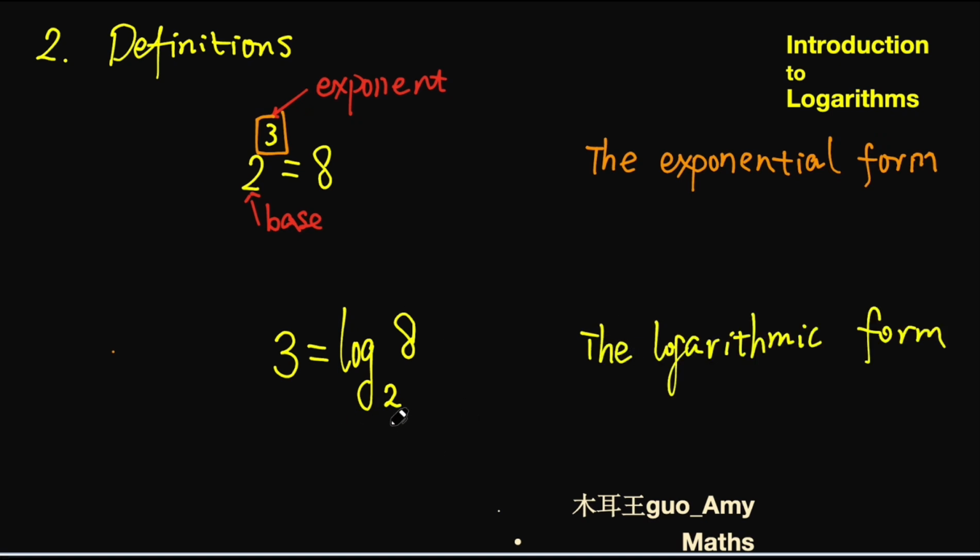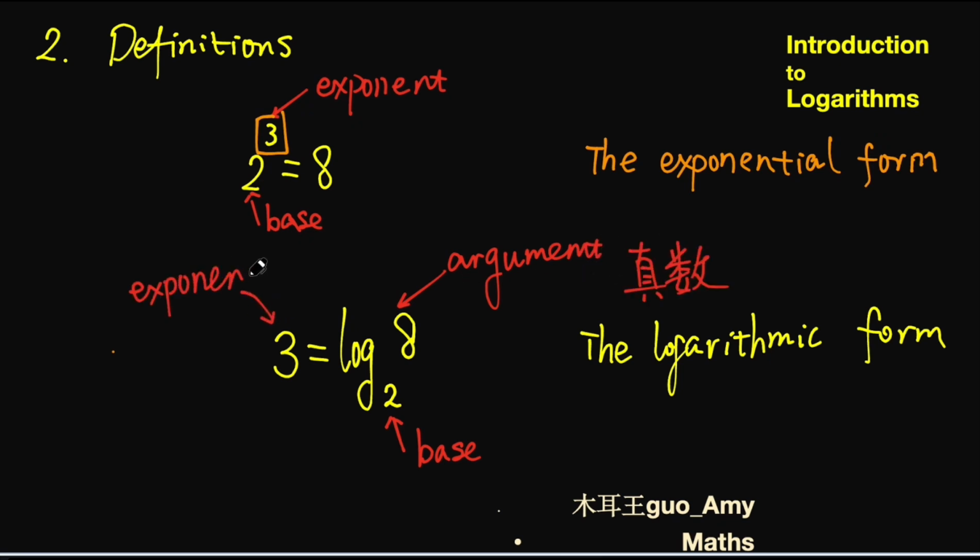In this form, number 2 is still the base, so it is written as a subscript. Number 8 is called the argument of the logarithm, or logarithmic argument. Number 3 is the exponent. By comparing them, we know the base is always the base.